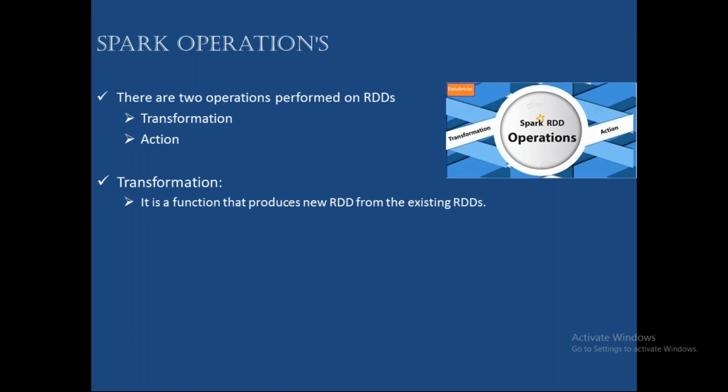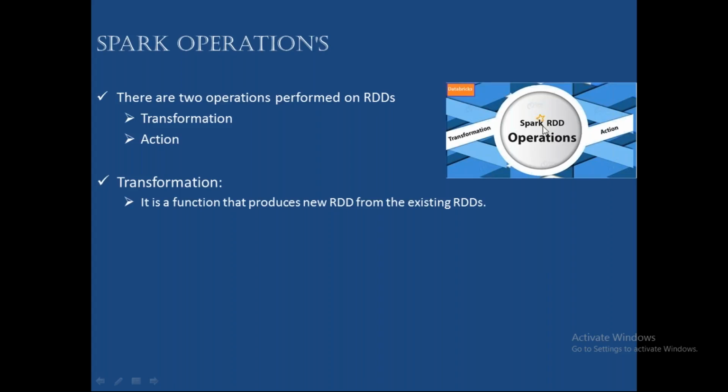A transformation is a function that produces a new RDD from an existing RDD. Whenever you apply a transformation, it will create a new data object. Example, let's say you have 5 columns and now you are selecting 3 columns. With the 3 columns, an object will be created. What is an object? There are multiple objects. We have Spark Core, which I explained in the previous slide. If you are using Spark Core to create any object, that object is called an RDD.